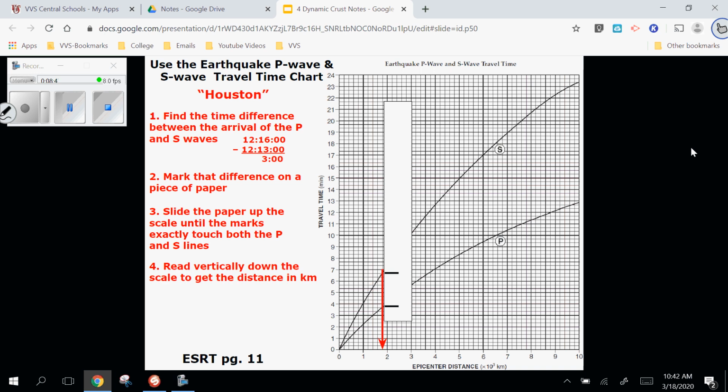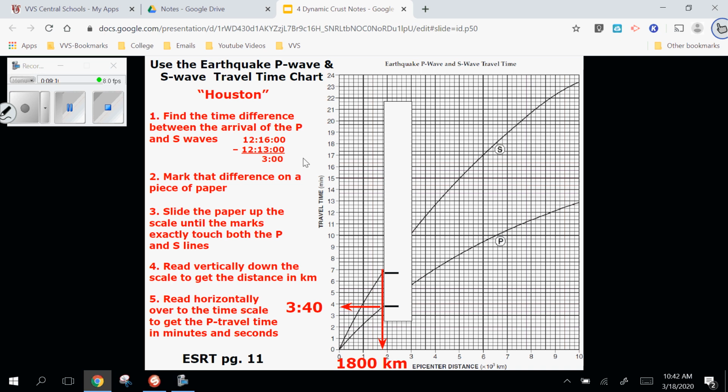And if we see where that arrow points, that's the tick mark right before 2,000, so that's 1,800. Then we're going to take the bottom tick mark where it touches the P line. See, here's our P wave line right there. And we're going to read across horizontally to get what's called the P travel time. And that is falling at 3 minutes and 40 seconds.